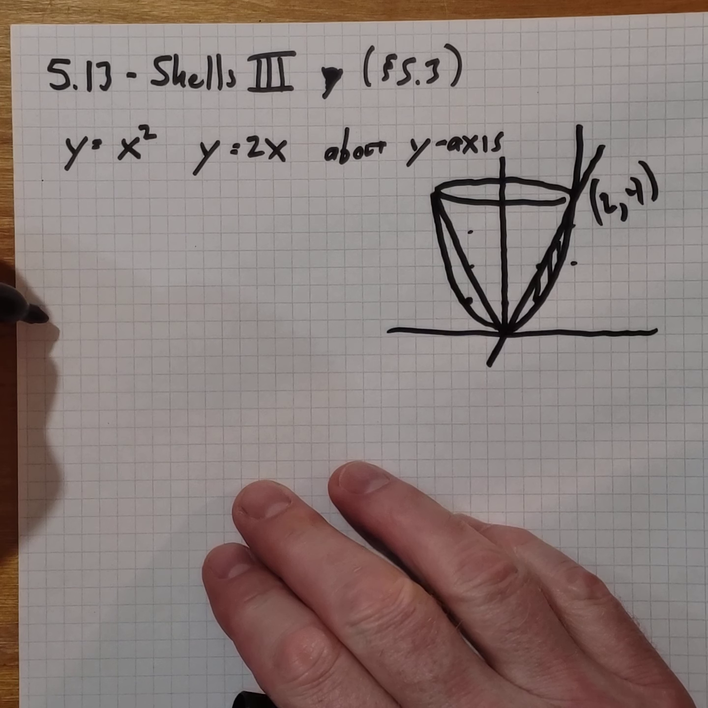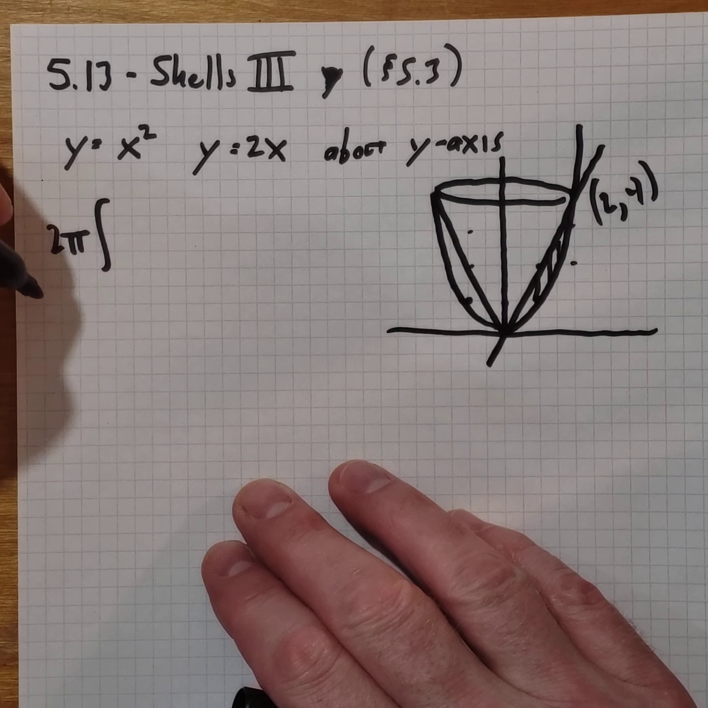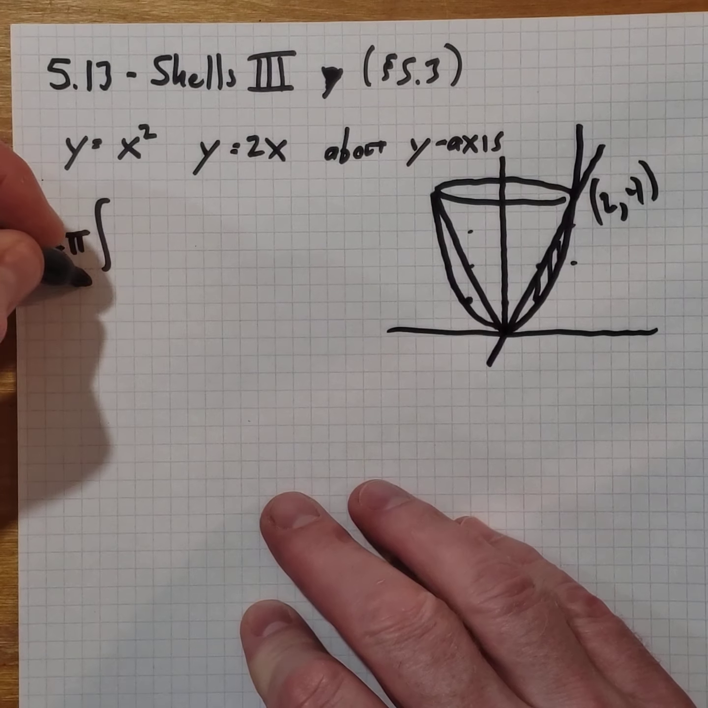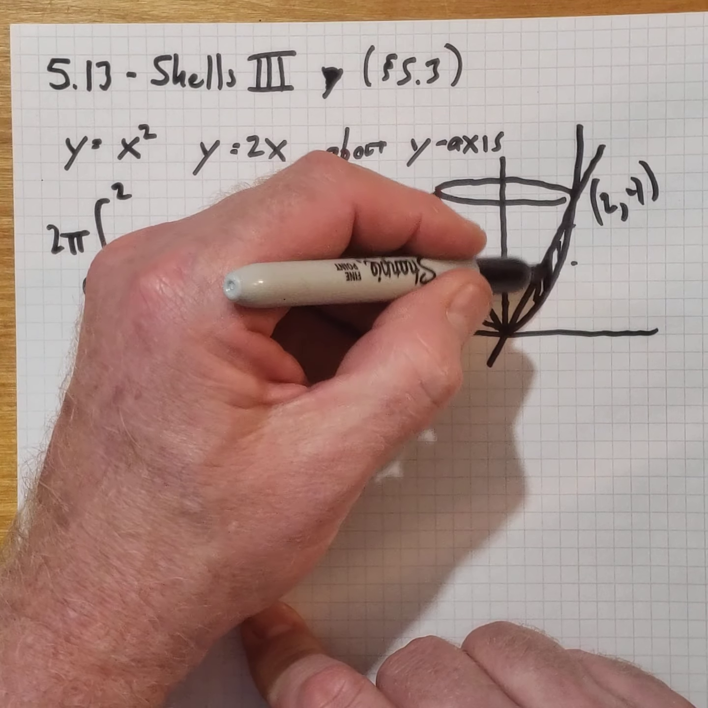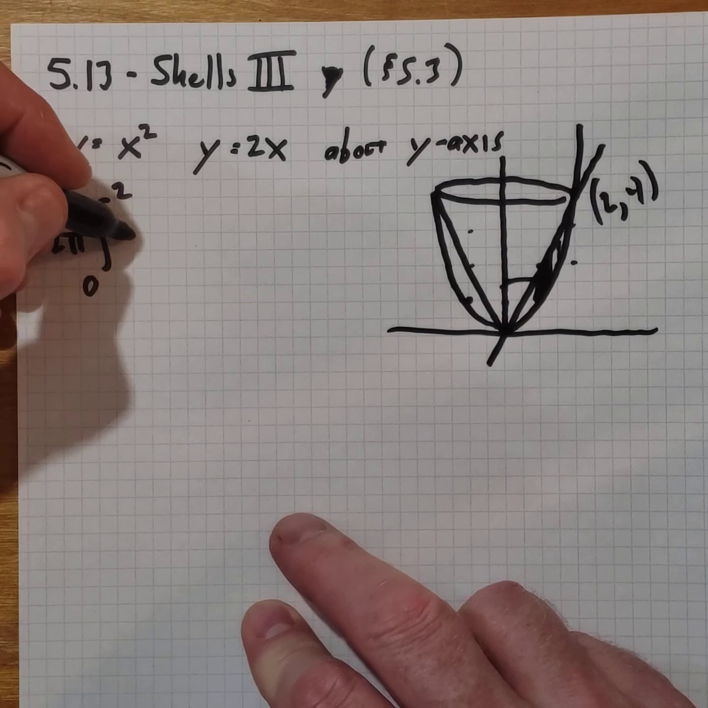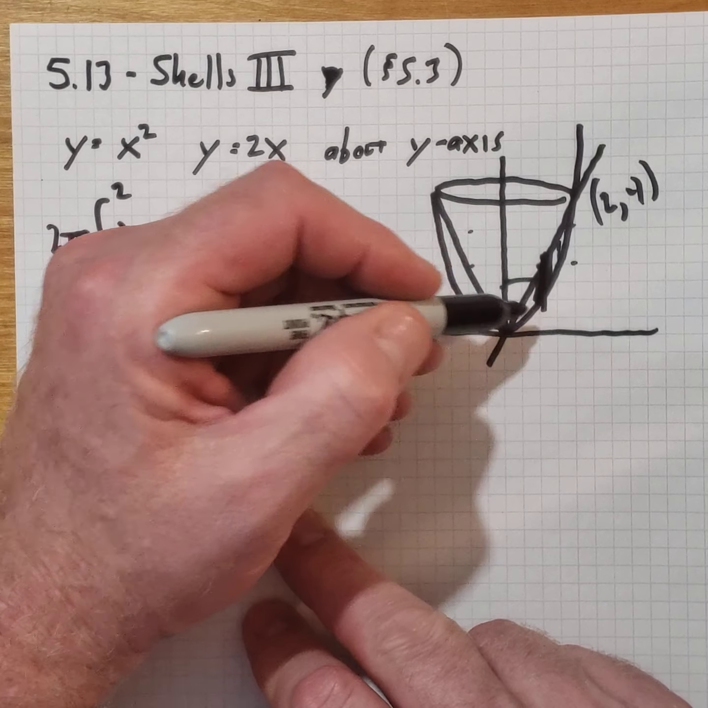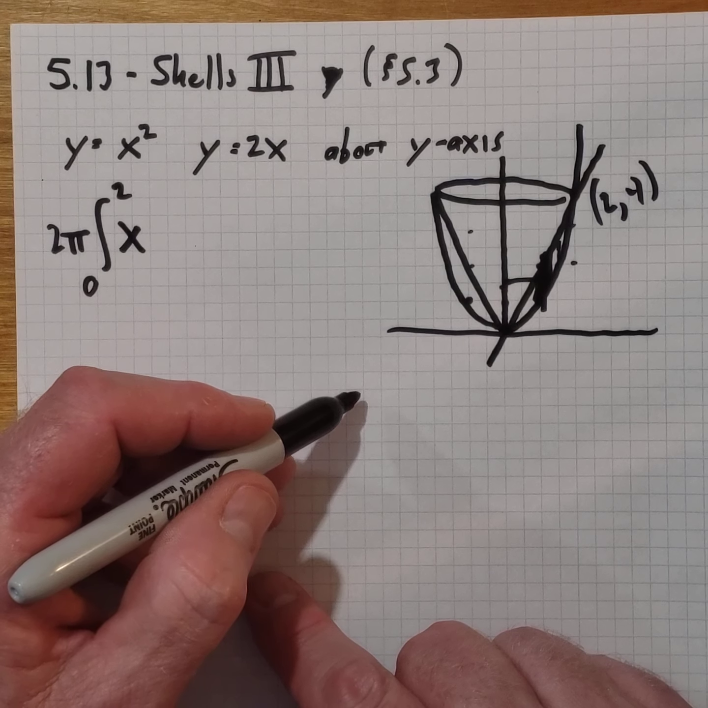Remember, our setup is going to be 2 pi, the integral from where the region starts to where it ends. It's going to be 0 to 2 again. The distance that the rectangle is from the axis, which is x. And then the height of the rectangle. And this is the first one we've looked at like this. The height of the rectangle is not a single function this time.